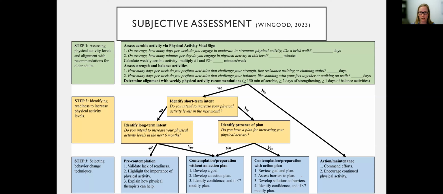If they are, great. We would move down into this yes column. So they are in that maintenance, so just encouraging them to stay there.